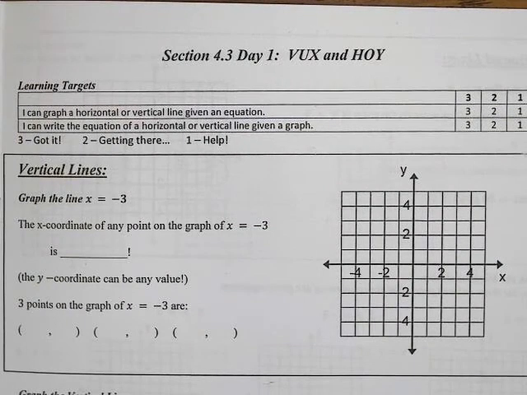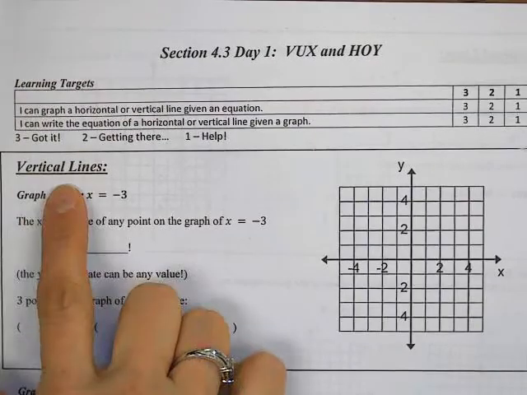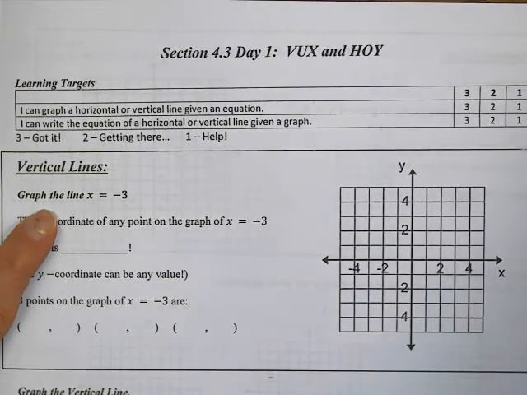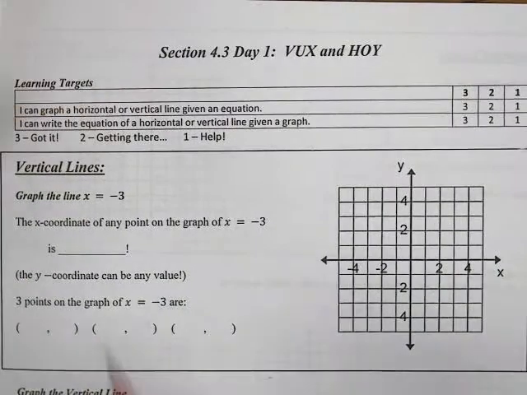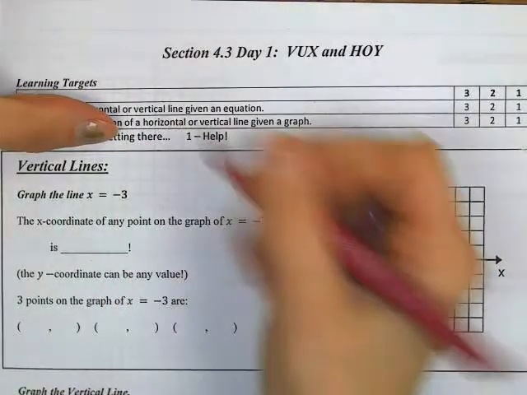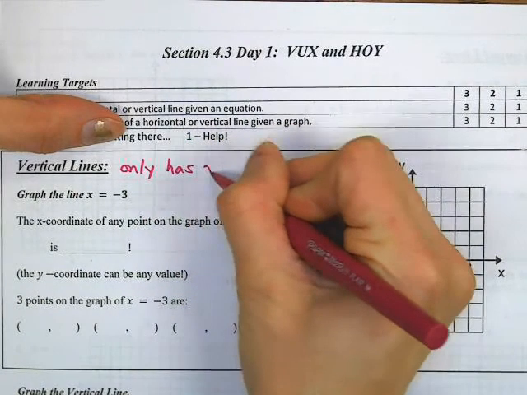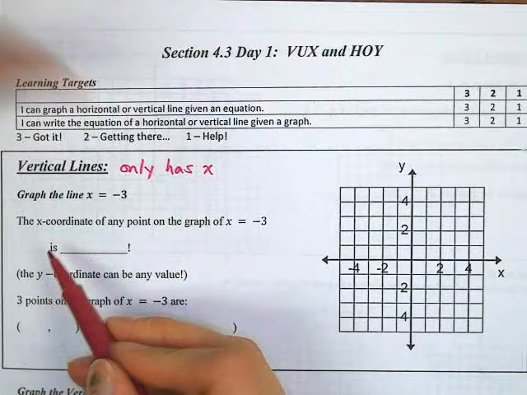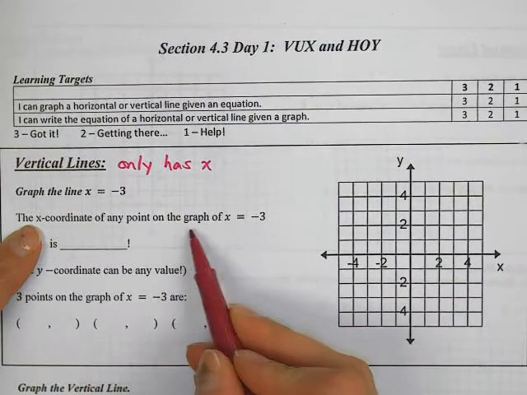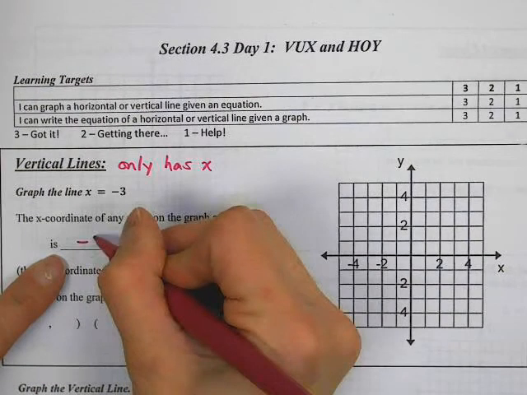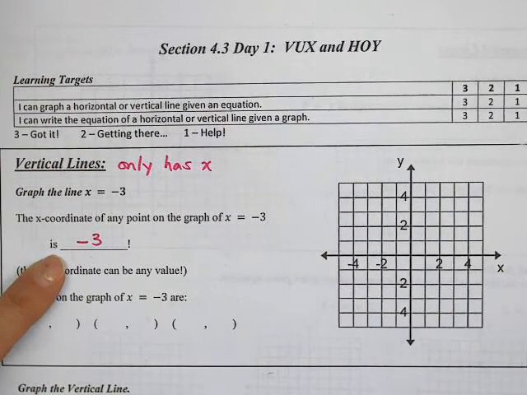This lesson is on vertical and horizontal lines. Okay, let's start by looking at vertical lines. We're going to graph the line x equals -3. The first thing I want you to notice is the equation only has x's. Only has one variable, x. The x-coordinate of any point is -3. Okay, the only x value is -3.